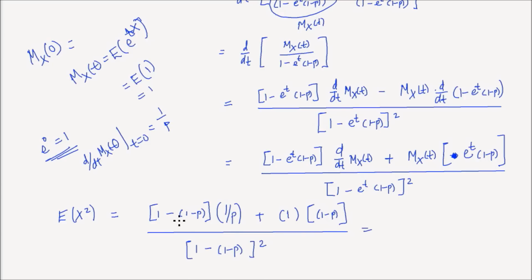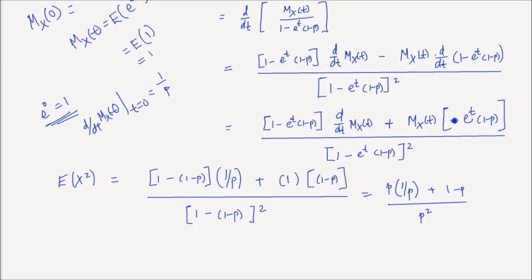So this is equal to, 1 minus p is p. Then I have 1 over p here. 1 over p, plus 1 times 1 minus p is 1 minus p, divided by 1 minus p, which is p, and it has to be squared. Therefore, this is 1 plus 1 minus p divided by p squared, which is 2 minus p divided by p squared. That's the second moment.